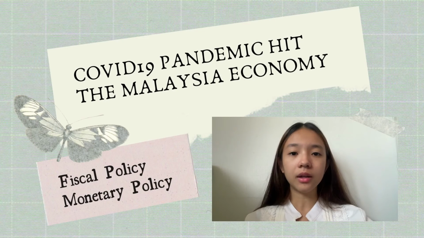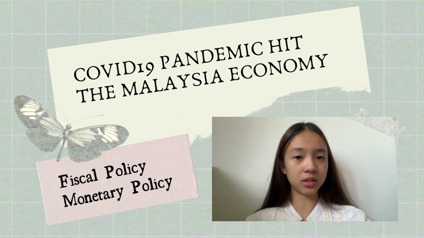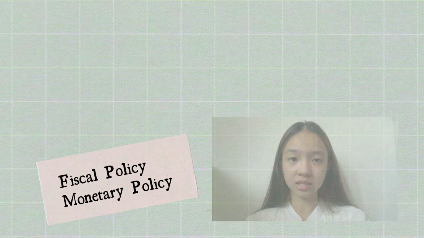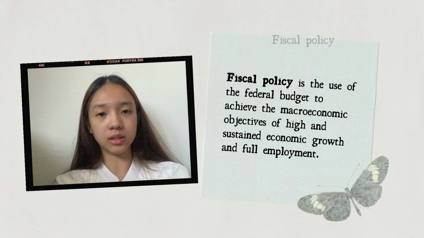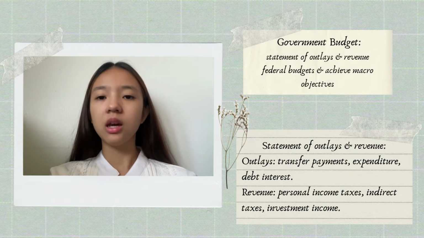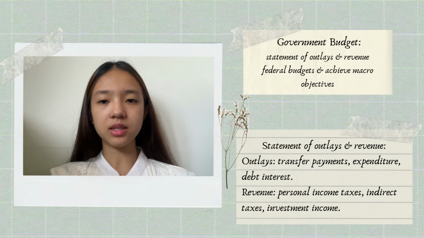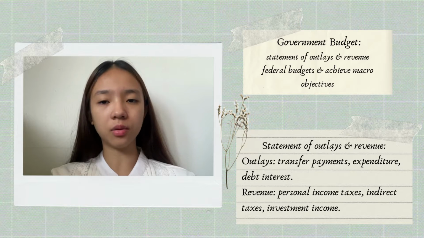As you know, the COVID-19 pandemic has hit Malaysia's economy, and I will discuss according to fiscal policy and monetary policy. Fiscal policy is the use of the federal budget to achieve the macroeconomic objective of high and sustained economic growth and full employment. Fiscal policy includes the aspect of government budget, effects of the supply side, and also the fiscal stimulus used by the government on the economy.